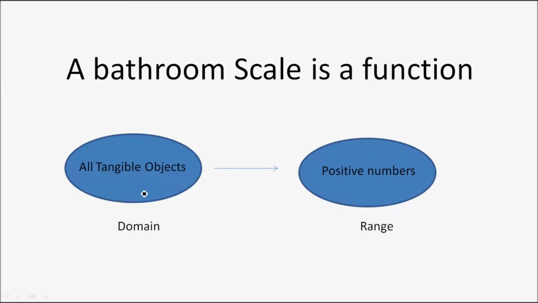So it's a function. It's impossible for one object to have two different weights. Each object has one and only one weight. This makes this a function. So no object in the domain is associated to more than one object in the range. So it's not one-to-many. It's just a many-to-one relation, which is a function.